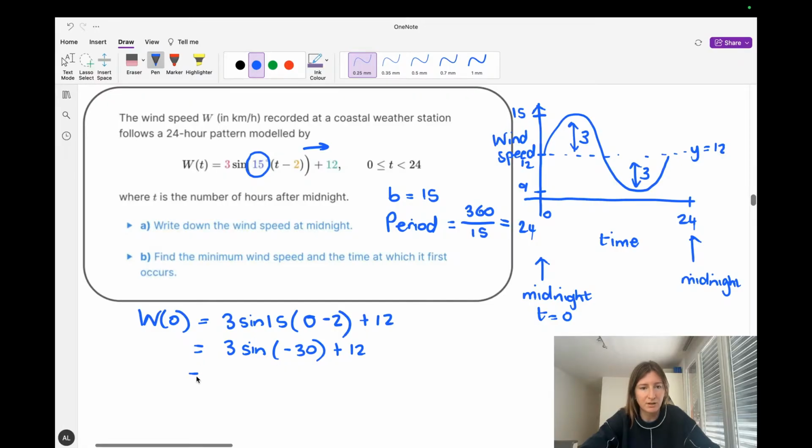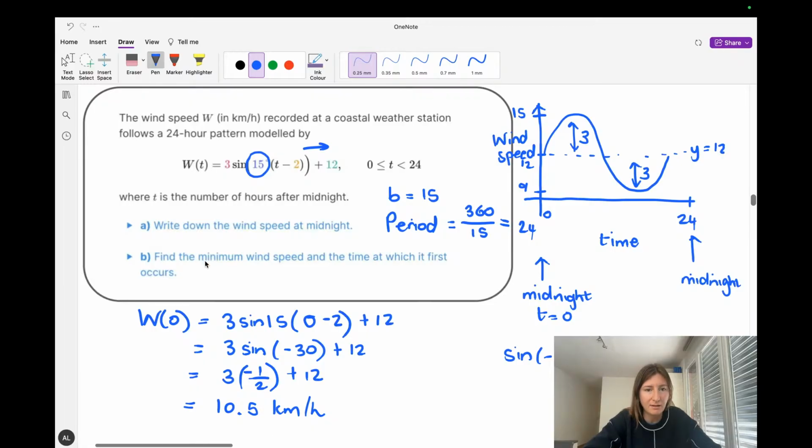Now, you could put this on your calculator, or you know that sine of negative 30 is the same as saying negative sine of 30. And sine of 30 is a half, so it's negative a half. So 3 times minus a half is minus 1.5, plus 12. That gives us 10.5. All right, there we go. 10.5 kilometers per hour is our wind speed at midnight.